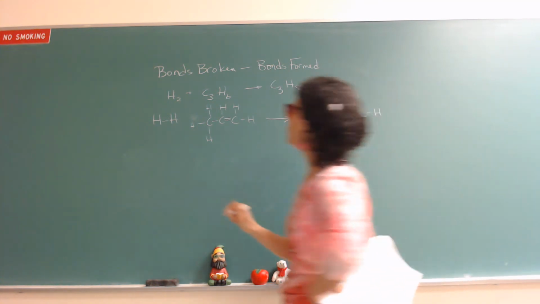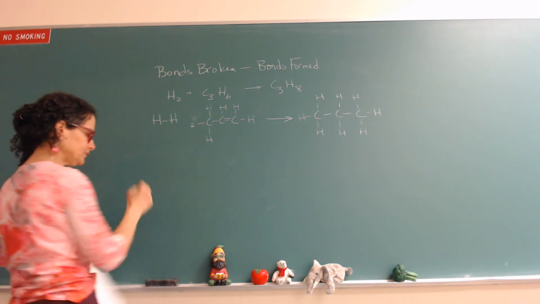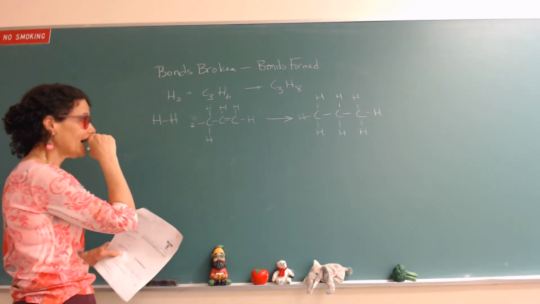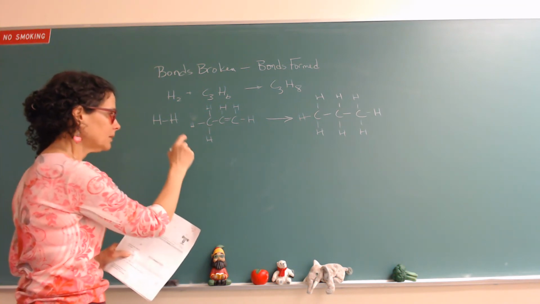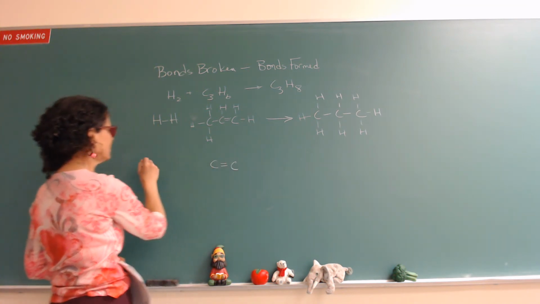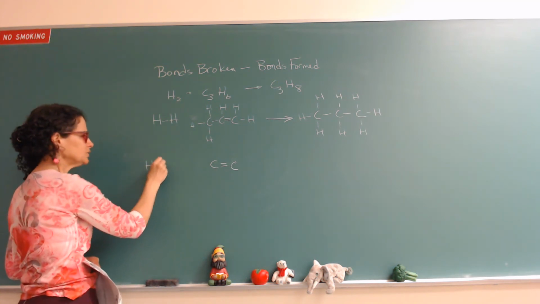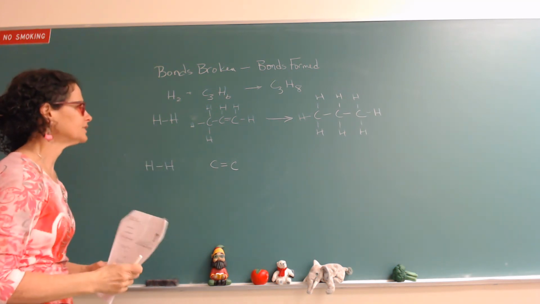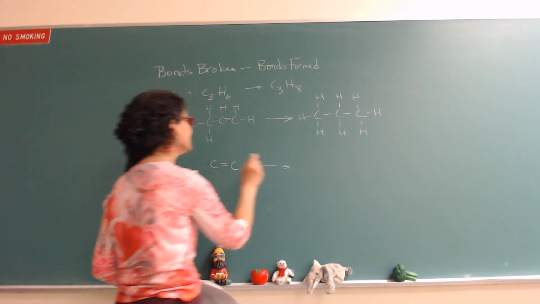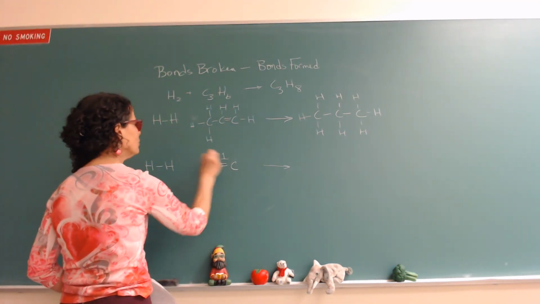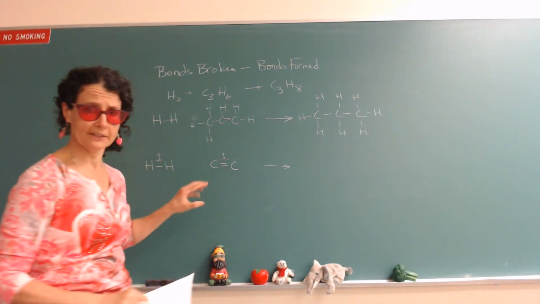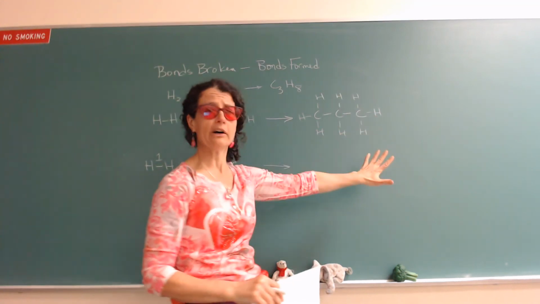So bonds broken. I have a hydrogen-hydrogen bond, and I also have a carbon double bond. So here we're going to label, I have a carbon double bond that doesn't show up on the other side. I have 1 hydrogen-hydrogen bond that doesn't show up on the other side. Now the carbon-hydrogen bonds are on both sides. It's just a different number of them. So here I have 6 carbon-hydrogen bonds, and over there I now have 8.